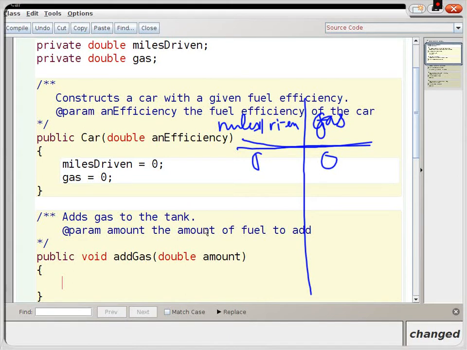Now I fill 10 gallons into the tank. Okay, does that change the miles driven? No. Does that change the gas? Yes. By how much? 10, right? And now I'll do it again.